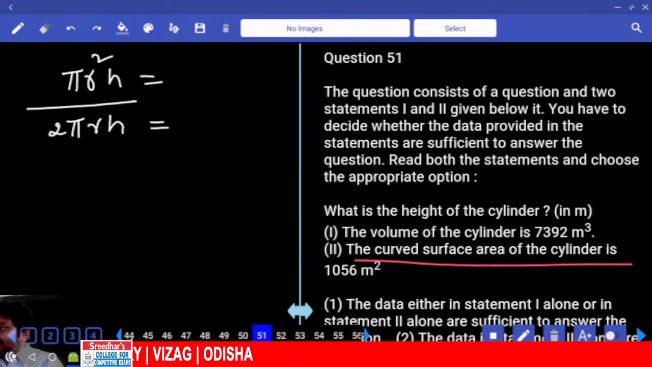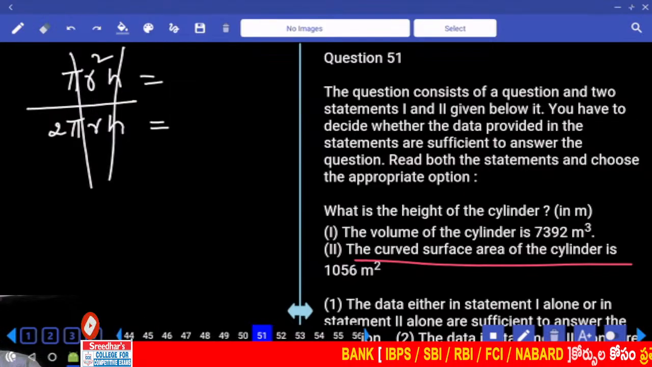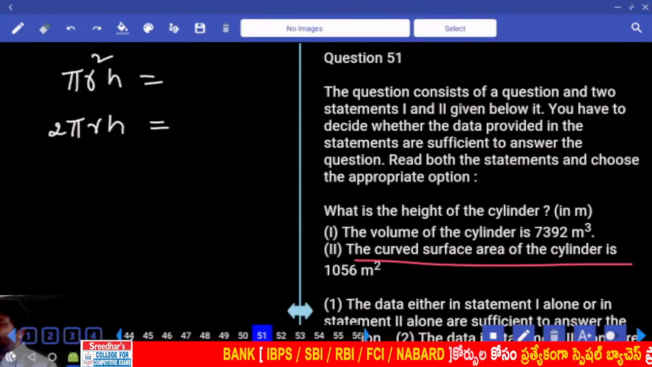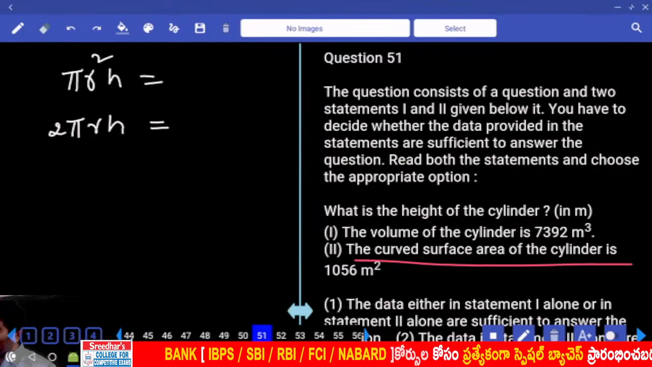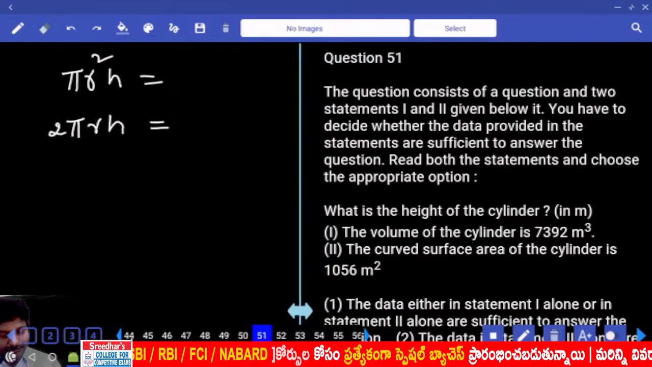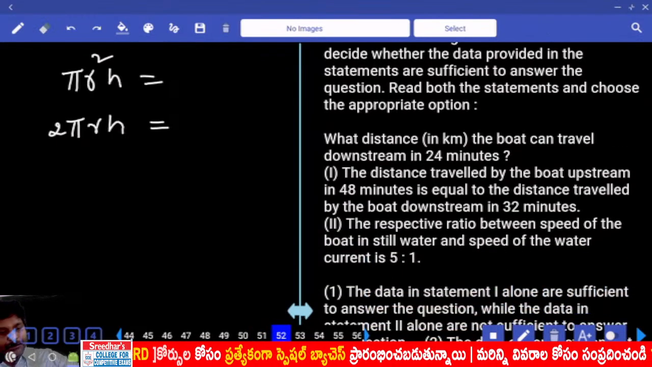If you have any doubt, observe the ratio method. Height gets cancelled, pi gets cancelled, r square by 2r, will you get the r value or not? Once you get the r value, substitute in either pi r square h or 2 pi r h. Will you get the h value or not? Yes. So the answer: both statements together are required to answer the question.